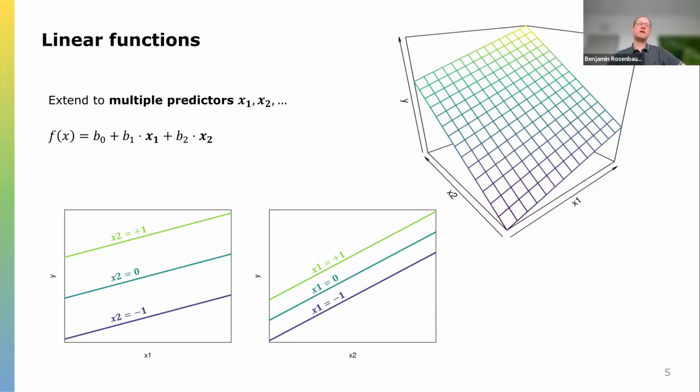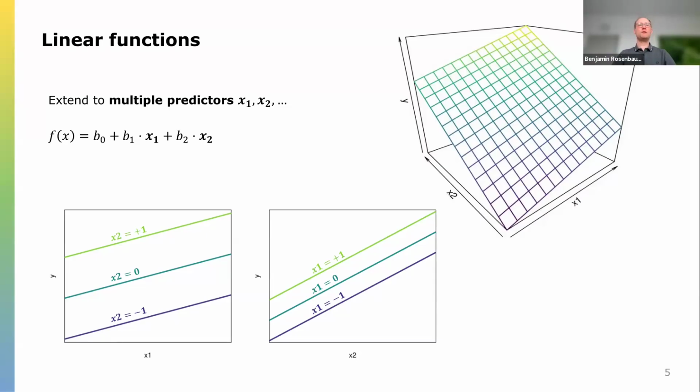However, you can always display the function against one of the predictors for different levels of the second predictor, or the other way around. So these lines are just cross sections, either sliced along this x1 direction, or sliced along this x2 direction. Okay, that's the linear function.